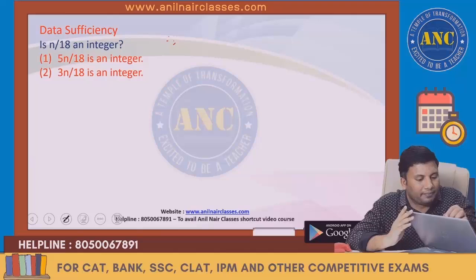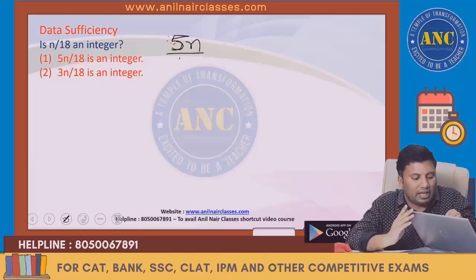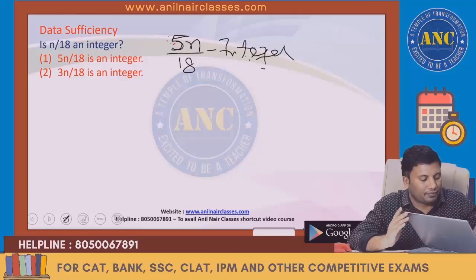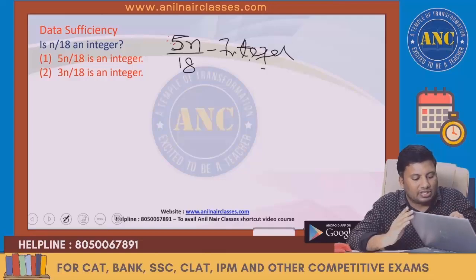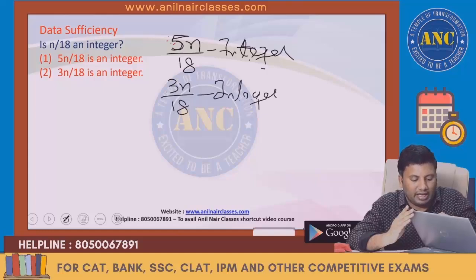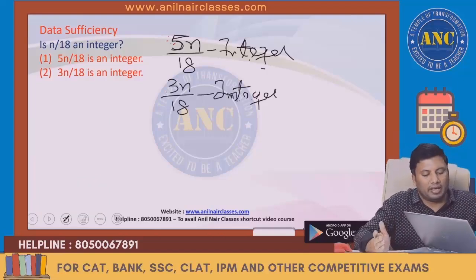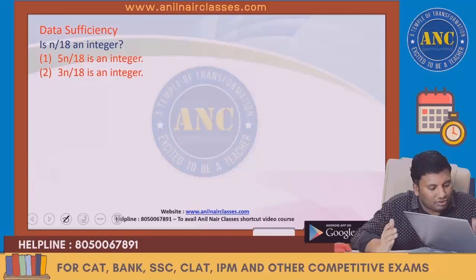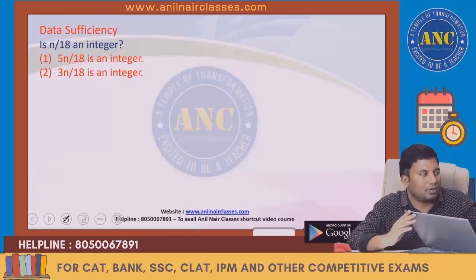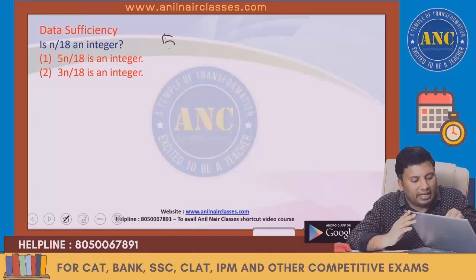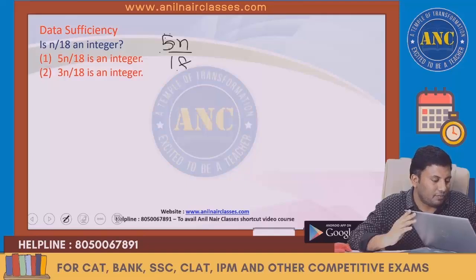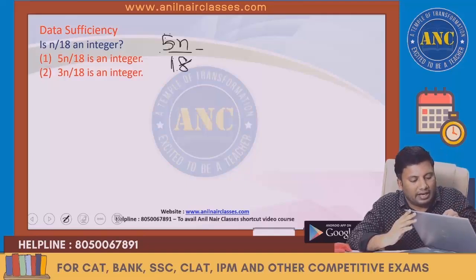5n by 18 is an integer. 3n by 18 is an integer. Just give me a few seconds, sir. 5n by 18 is an integer, and 3n by 18 is an integer.